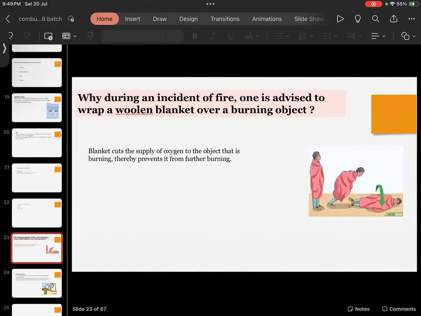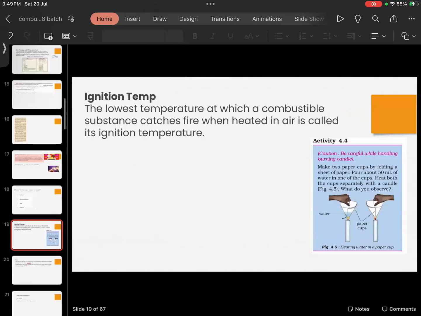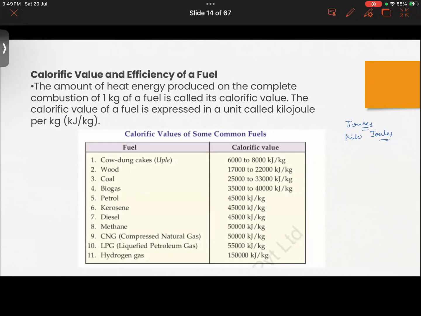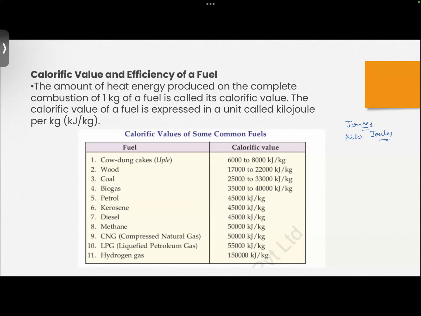Okay, so let us continue from where we left off in the previous class. Up to calorific value we learned in the previous class. Hope I'm properly audible. Yes, sir. Okay. So tell me, what did we learn in the case of calorific value? What did you understand? Yes, Aisha.